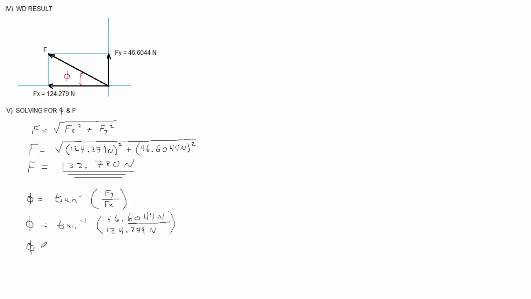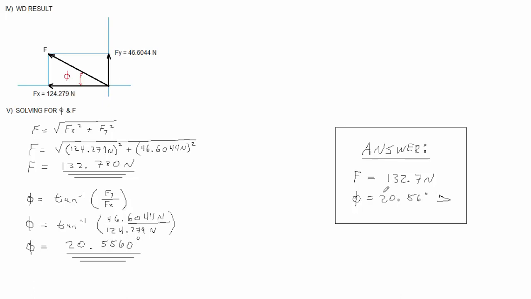Plugging our values in, we find phi equals 20.5560 degrees. So then in our answer box, we would report both F and phi. F equals 132.7 newtons. Phi equals 20.56 degrees. Keep in mind, it's very important that you understand what the signs indicate. When we're solving using static equilibrium, the signs do not indicate true direction, rather they indicate agreement or disagreement with the diagram.